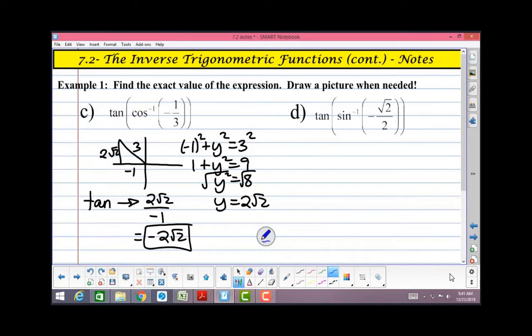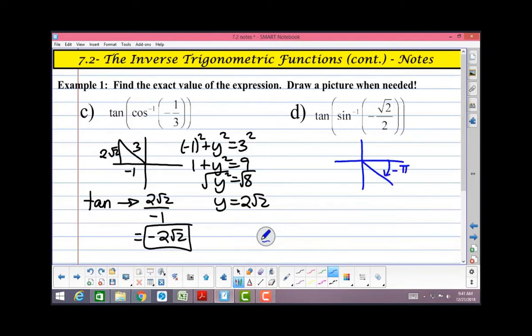So the way I showed you to do problems A, B, and C, that will work on all of these types of problems. But it can be a little quicker if you understand the unit circle. So what you want to do in this one is work from the inside out. Because we're asking where the sine is negative, we know that angle is going to be in the fourth quadrant.